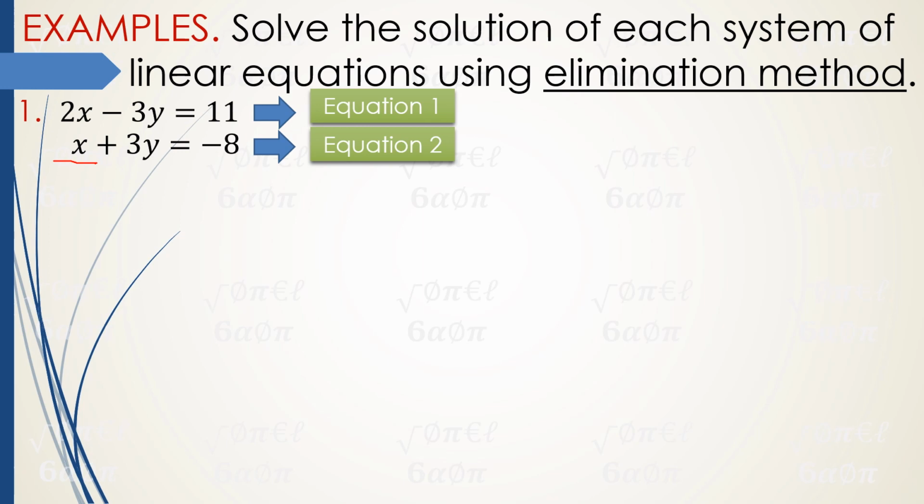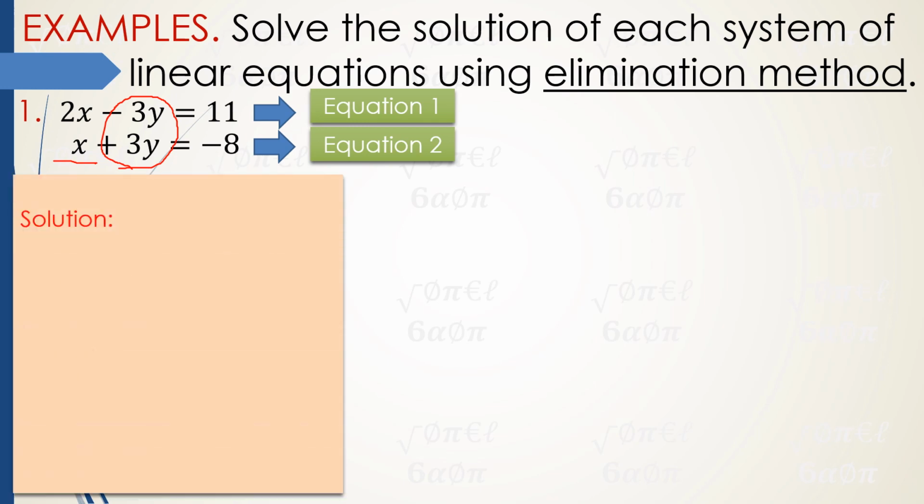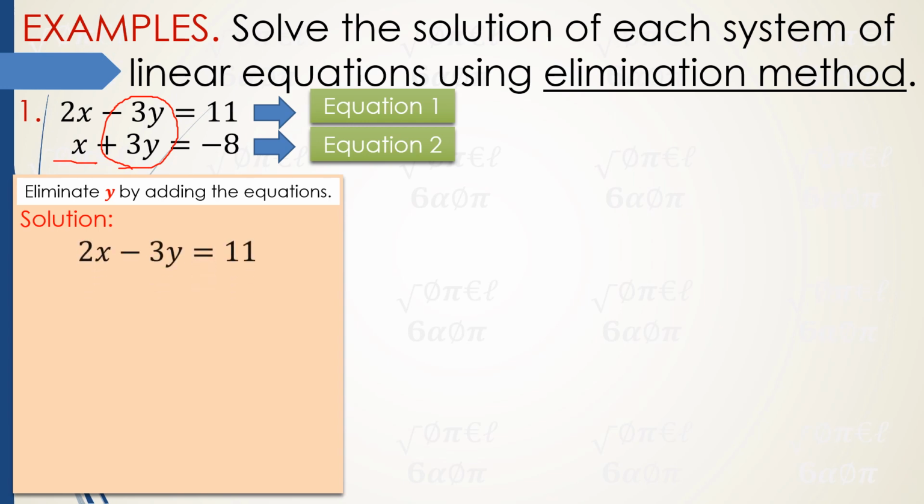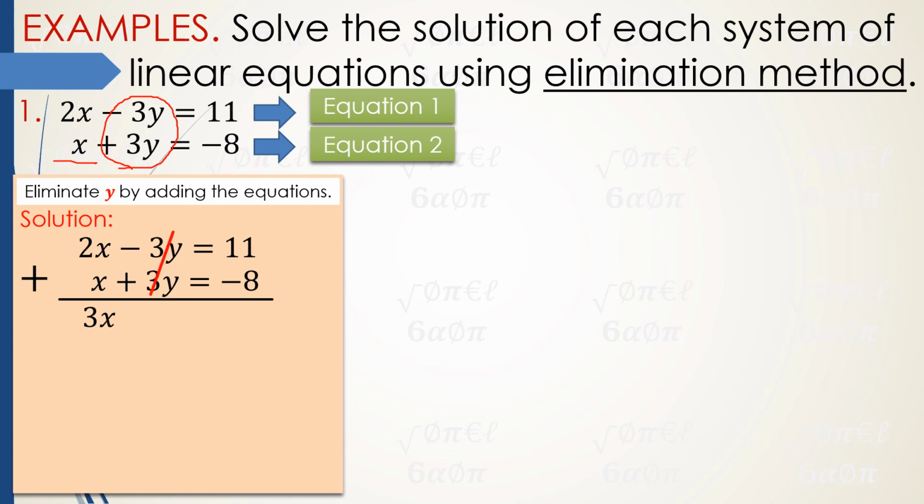Negative 3y and positive 3y, these are opposite terms. So, kapag in-add natin yung dalawang equation, dito sa part na to, ma-eliminate yung y variable natin. So, therefore, possible ang elimination by just adding the two equations. Okay, so we can eliminate y by adding the equations. Equation 1, and then we have equation 2, so let's add them. So, 2x plus x is 3x. Negative 3y plus 3y, it will be cancelled and it will be 0.